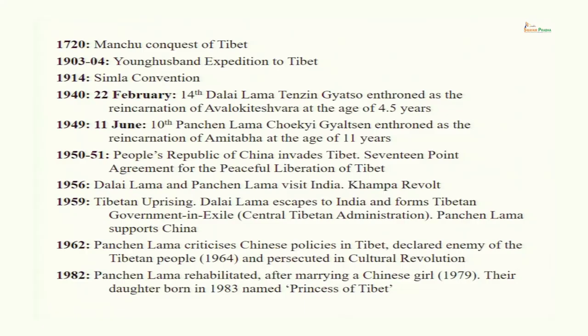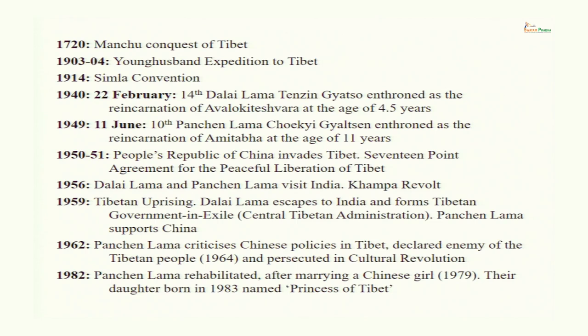The 14th Dalai Lama was discovered and enthroned in 1940 at the age of 4 years and 6 months, approximately. Now, he is known as the reincarnation of a deity known as Avalokiteshvara. Okay, so Avalokiteshvara is a bodhisattva who reincarnates in the form of the Dalai Lama in order to spread mercy in the world, in order to help ordinary people to achieve higher status in heaven, so they can reach higher heavens and ultimately achieve nirvana. So, although Avalokiteshvara is liberated, he does not accept nirvana because he wants to help the ordinary people.